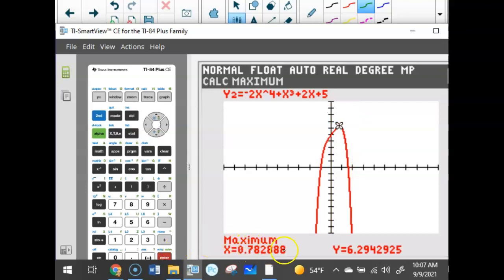I got 0.78 and 6.29. Okay? Which of those do I write down though? If I'm finding the range, I want the top y value. Everybody good? So you write down 6.29.